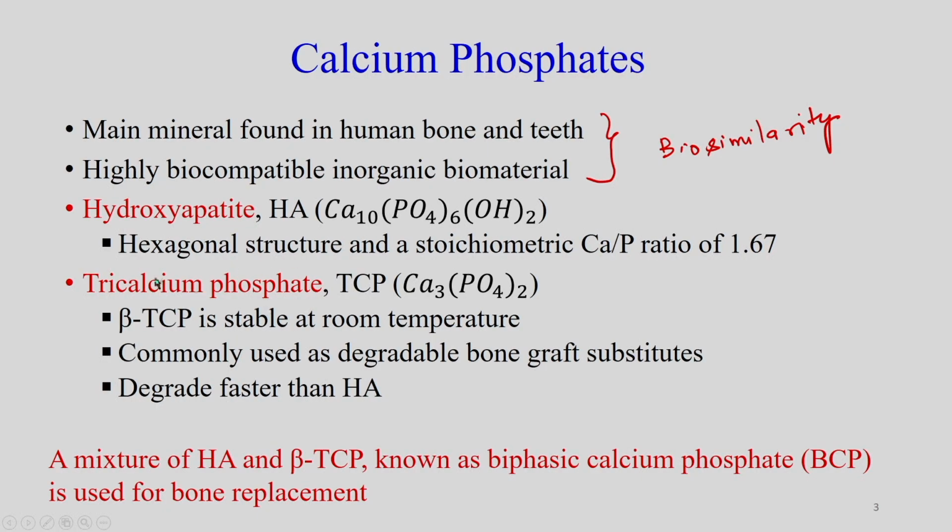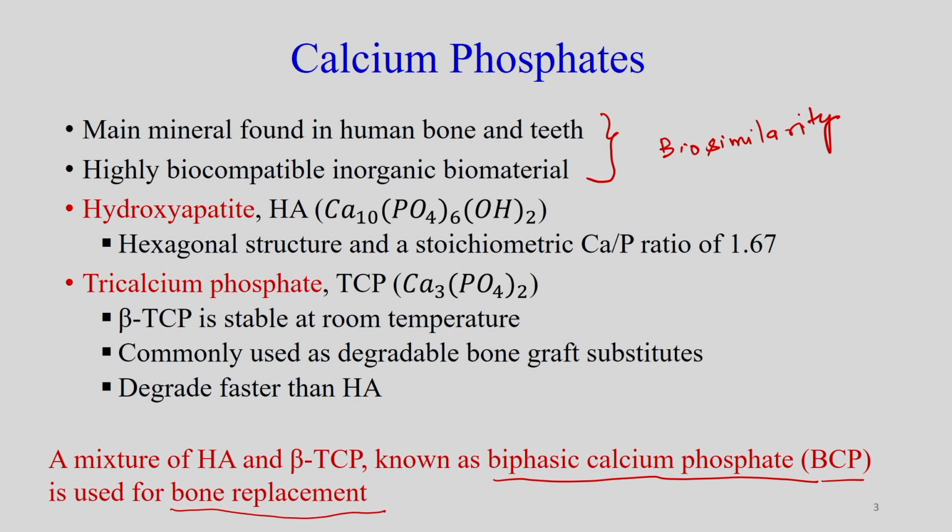Apart from that, another common phase is tricalcium phosphate. It is stable at room temperature, and TCP is commonly used as a bone graft substitute, but its rate of degradation is much faster than hydroxyapatite. During the synthesis of calcium phosphate, mostly TCP is present with the hydroxyapatite. It means a mixture of hydroxyapatite and beta TCP is formed, and this is referred to as biphasic calcium phosphate or BCP, which is also used for bone replacement.